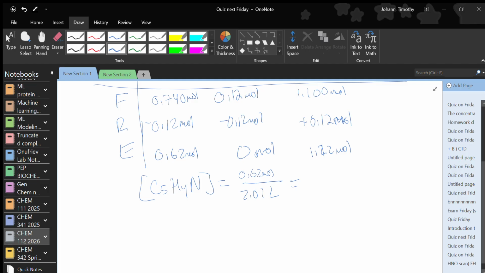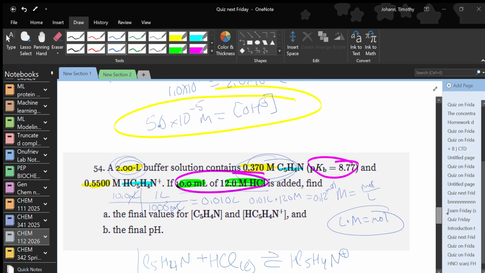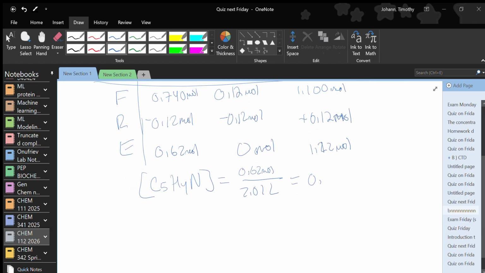Shoot, I was hoping I wouldn't have to calculate it. All right, so I've got 0. How many sig figs do we have at the start of the problem? 3. 0.308 molar. Other people get that? Okay.